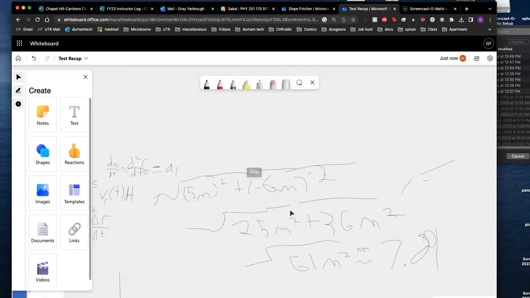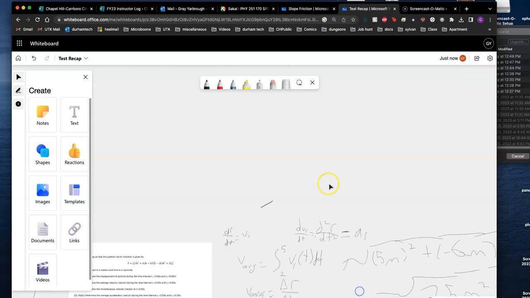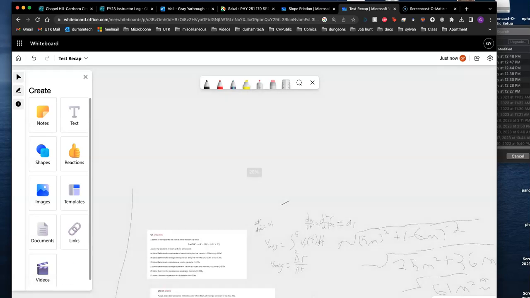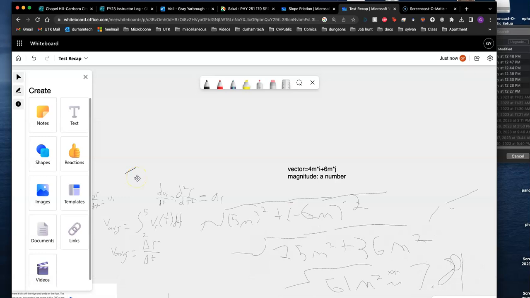Then the other problem that I saw, where have I gone? Hold on a second. I had to remake it. I might experiment with different shared whiteboard type things as we go along.